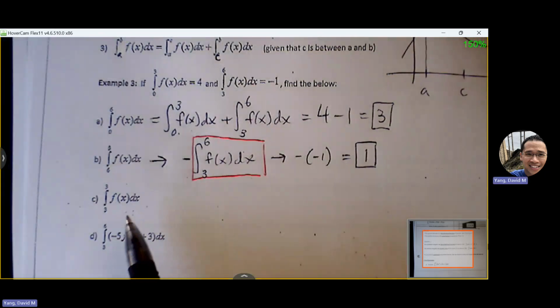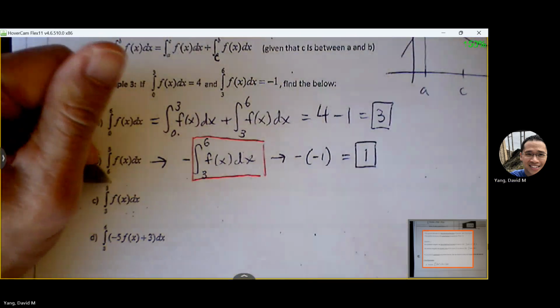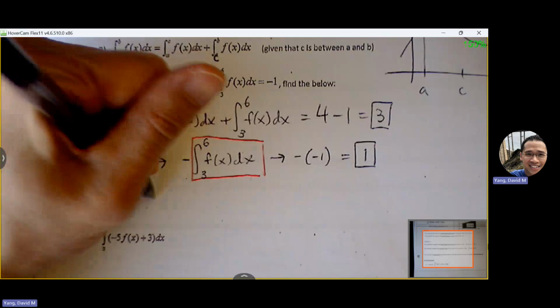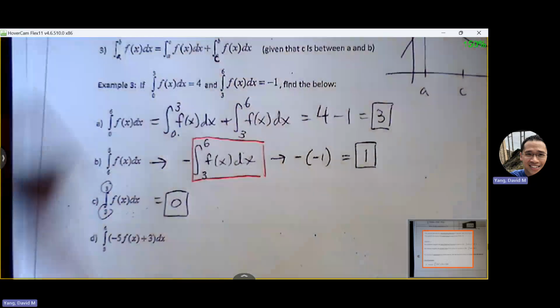What do you notice about part C here? If bounds are the same, my definite integral is always going to be what? 0. Doesn't matter what my function is.